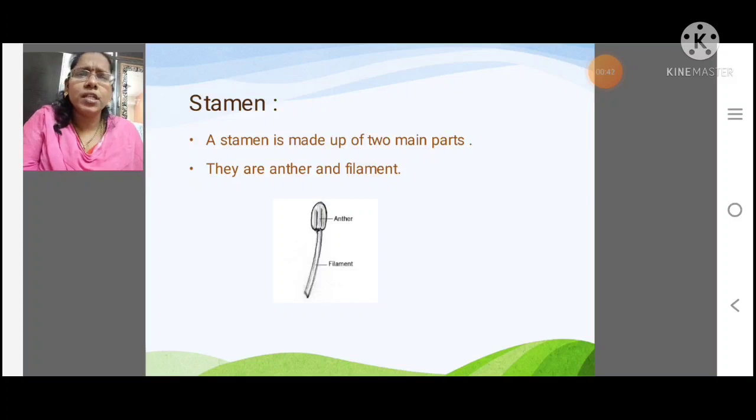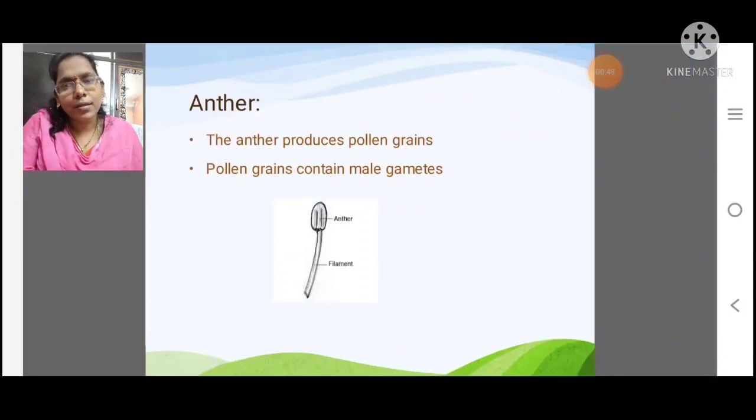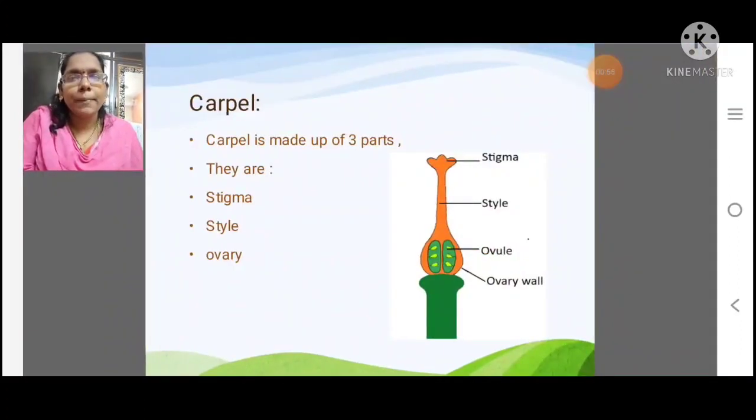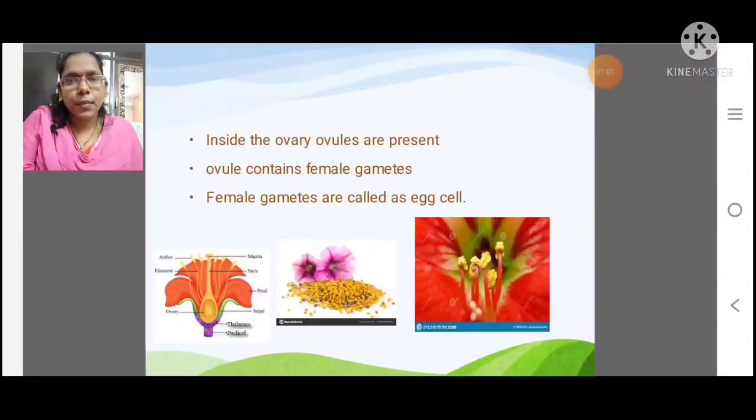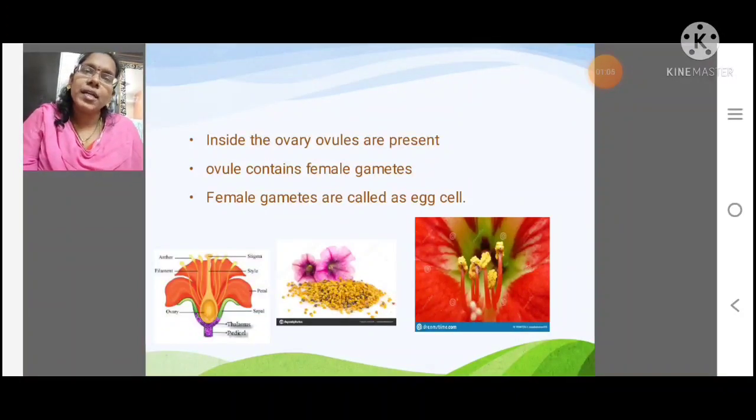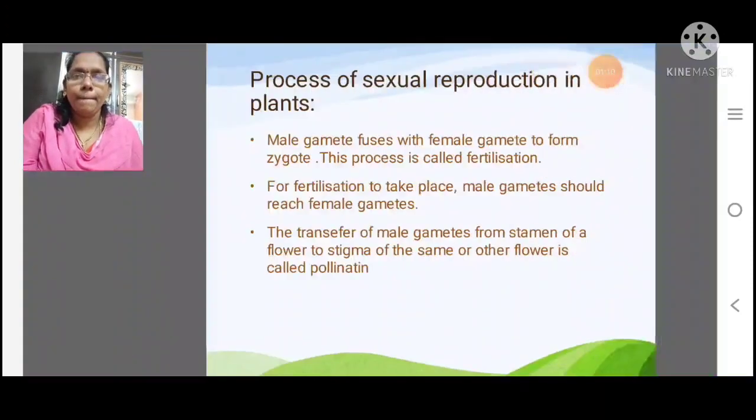Stamen. A stamen is made up of two main parts. They are anther and filament. The anther produces pollen grains. Pollen grains contain male gamete. Carpel. Carpel is made up of three parts. They are stigma, style, ovary. Inside the ovary, ovules are present. Ovules contain female gametes. Female gametes are called egg cell.